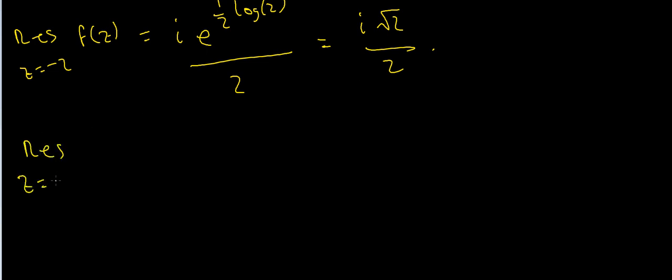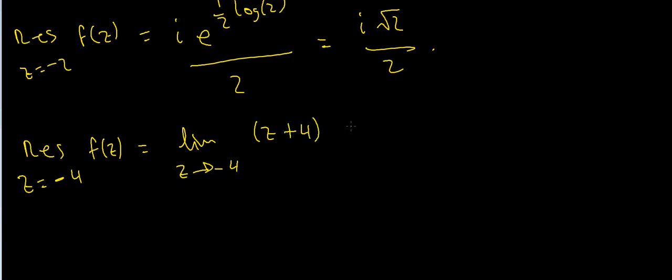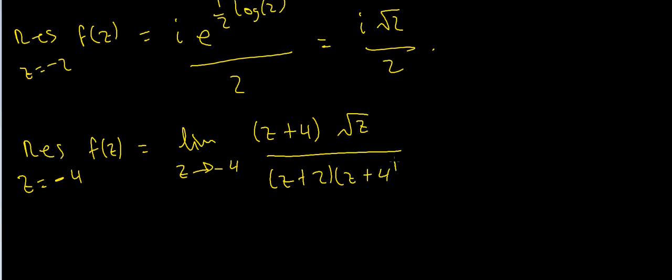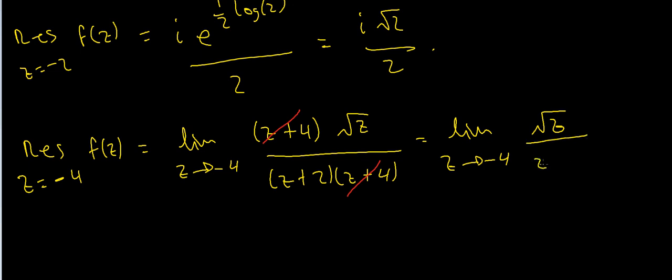So the residue at z equals minus 4 of f of z is equal to the limit as z approaches minus 4 of z minus minus 4, which is z plus 4, times f of z, and my function f of z is just defined to be root z divided by (z plus 2)(z plus 4). Remember, I factorized the denominator in advance, and just as in the previous residue calculation, I can cancel out z plus 4 here and z plus 4 there to leave me with the limit as z approaches minus 4 of root z over z plus 2.